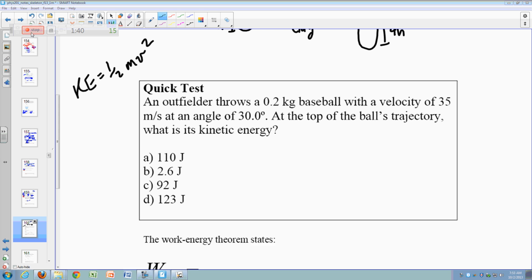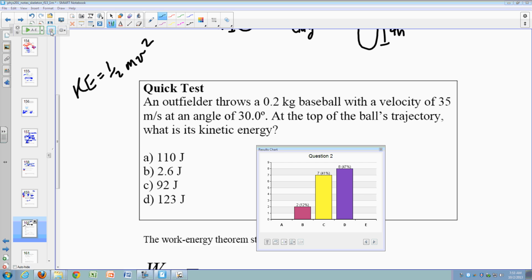About 10 more seconds. Stop at 150. Just guess if you don't know. All right. I think it's 123. What do you do if you get 123? What did y'all do? Squared 35. Okay. All right. So the answer actually is C.